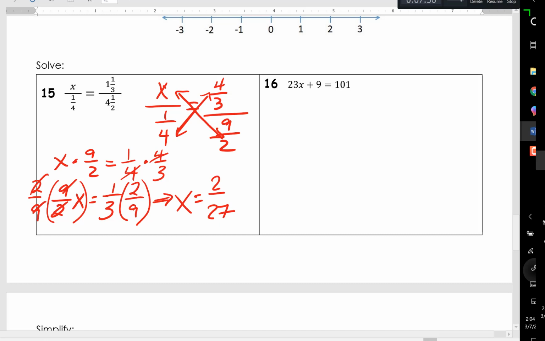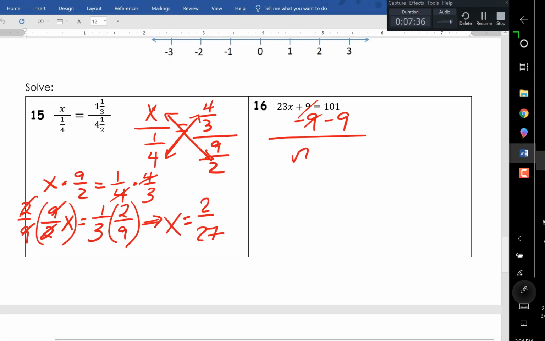All right, and then on number 16, this was a very straightforward problem. There were just a lot of careless mistakes. So when you want to solve for this, you want to get the x term all by itself. And so the first thing you do is either add or subtract something on both sides. On the side with the x, we are adding 9. So to get rid of that, we're going to subtract 9 because subtraction is the inverse operation of addition. So 9 minus 9 is 0.